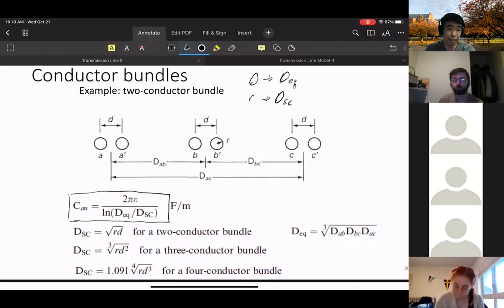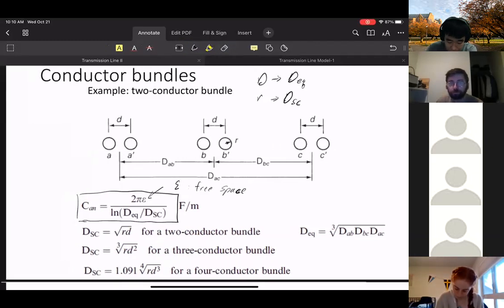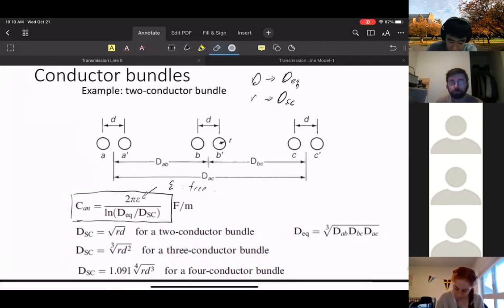All right, so this is an important slide to remember and to know where to find, if you're doing questions that ask you to find the conductance. So that's the important slide. All the equations are basically here. Again, this epsilon is the free space value. You're expected to have the ability to look up constants.